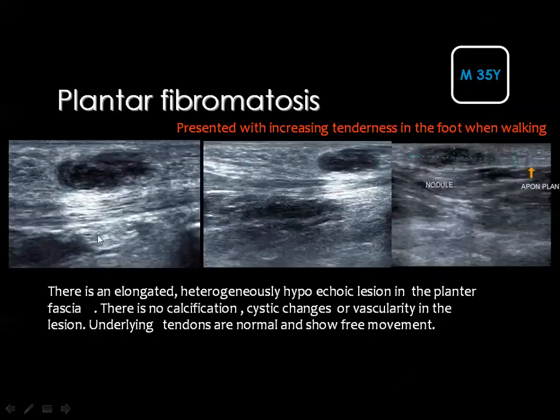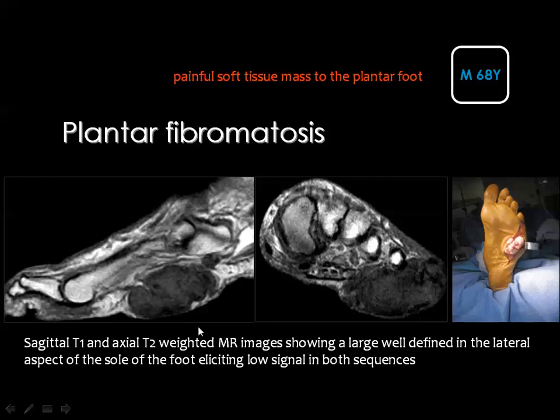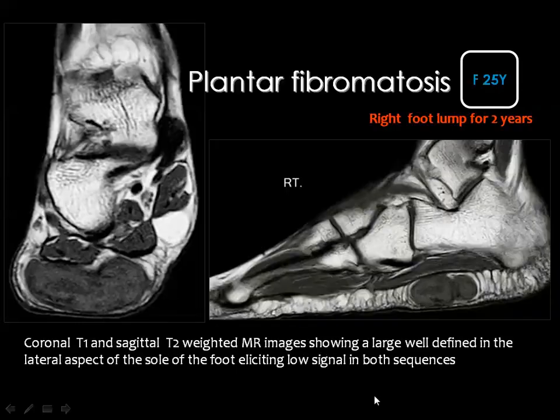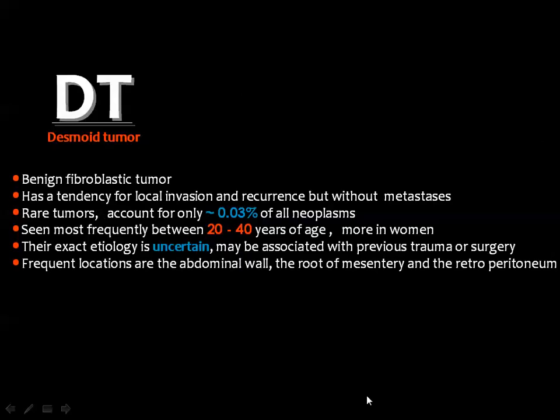And this is the plantar fibromatosis showing the hypoechogenicity of the lesion. And by MRI, you see the lesion is more or less well defined with low signal and is located in the plantar aspect of the foot. And this is another example. And you see the lesion is located in the subcutaneous fat superficial to the plantar fascia, and it shows low signal intensity.